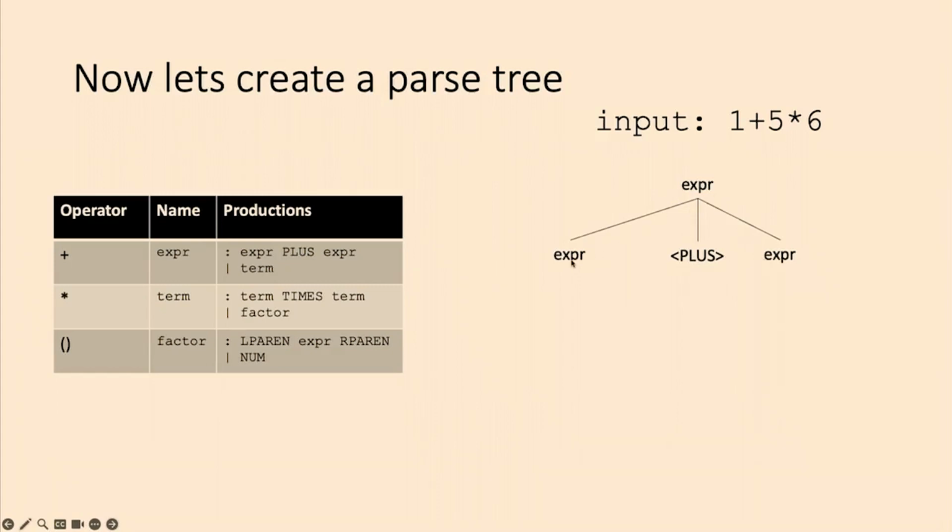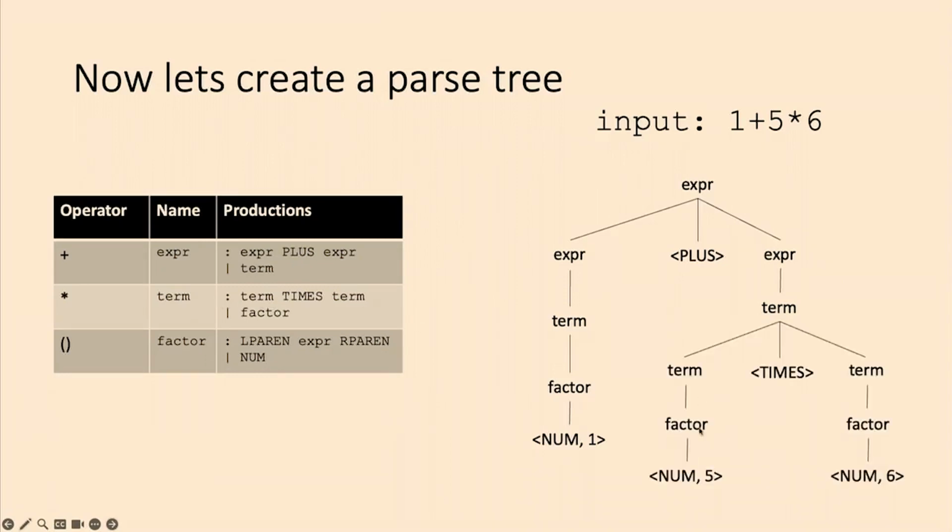Now, on our right-hand side, we end up getting some pretty long sticks in our parse tree. But this expr goes to a term, goes to a factor, and goes to 1. So now we get 1 plus. Now we need to get the 5 times 6. So this expr goes to a term. From a term, we can do term times term. And then these terms can become factors, and those factors can become nums.